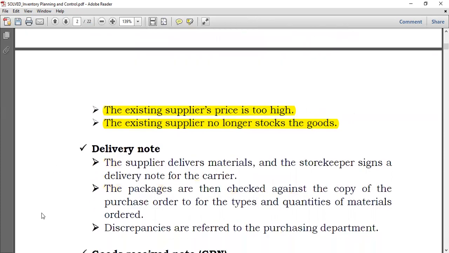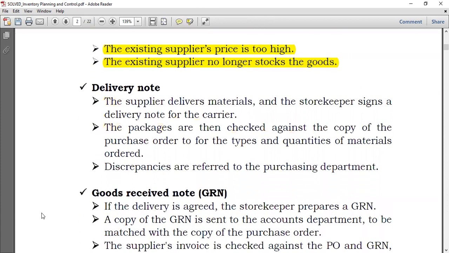Let's finish up with the documents before going to the real topic. We're just trying first to learn the true movement. You should always learn this, do not just learn numbers. Numbers just accompany reality, all right? So I could have a delivery note. How does this appear? You send the purchase order to the supplier, he comes and delivers the goods. So the supplier delivers materials and the storekeeper signs the delivery note for the carrier.